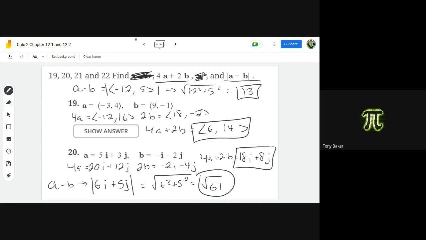So notice the process doesn't change. It's just a different way to write it. It's like Celsius and Fahrenheit, two different ways to write the same thing. It's just the numbers, because i and j, if you square them, it's still 1. Remember, i is just 1, 0, 0. So you're never squaring them or anything else like that. It's just another way to write the components.